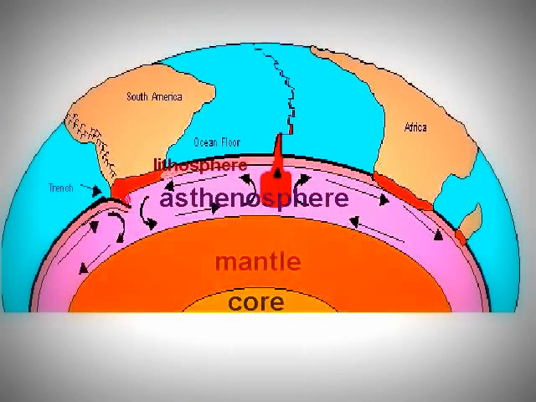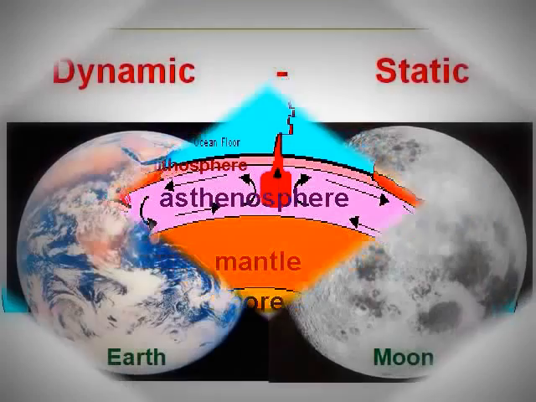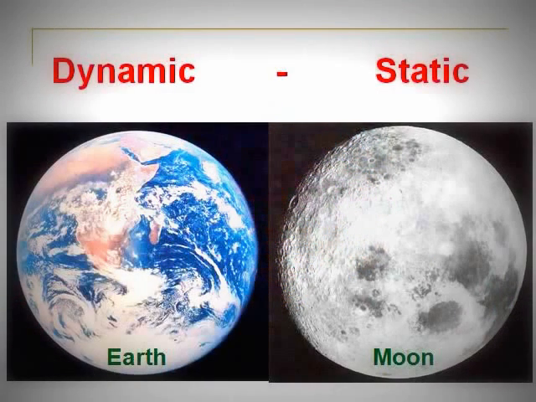The softer, weaker asthenosphere is a plastic. We use the word plastic here to describe a rock that is not a solid nor a liquid and is under high pressure and temperature. The Earth is dynamic.